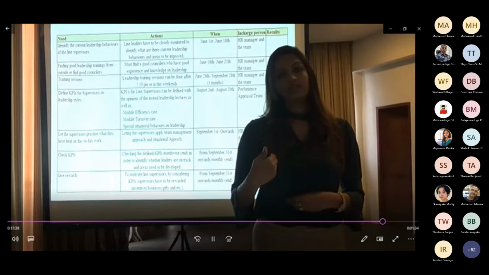And the last task is to give rewards. The action is to motivate the line supervisors by considering KPIs, so supervisors have to be rewarded, such as with incentives, allowances, bonuses, gifts, and so on.